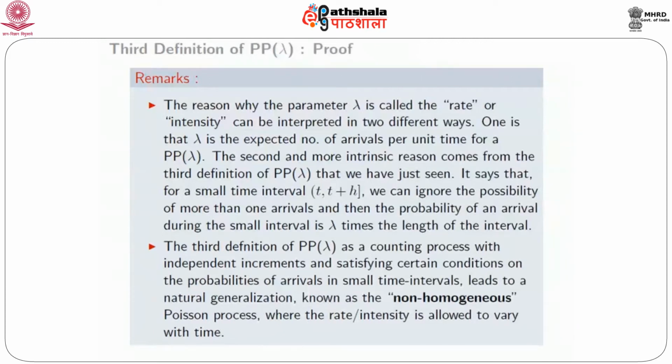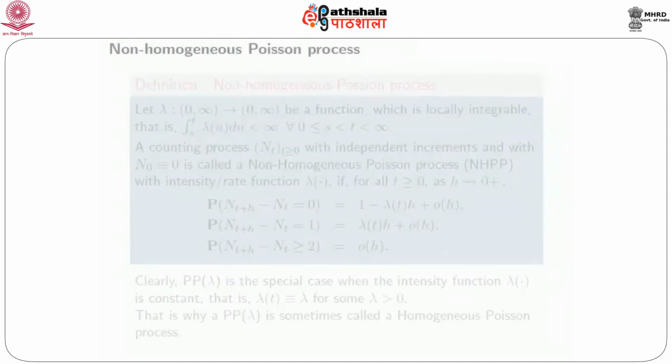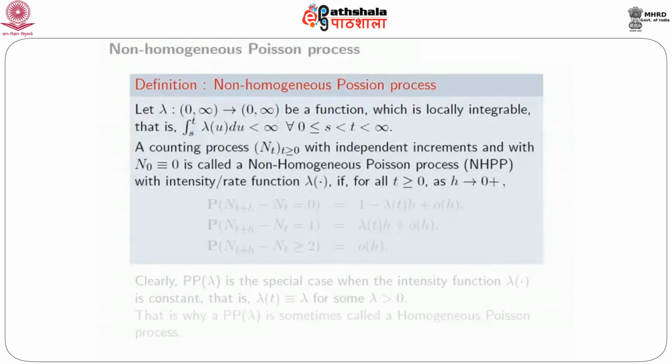The third definition of PP(lambda) as a counting process with independent increments and satisfying certain conditions on the probabilities of arrival in small time intervals leads to a natural generalization known as the non-homogeneous Poisson process, where the rate or intensity is allowed to vary with time. So let's see what we mean. Here's a definition of what is called a non-homogeneous Poisson process. For this, we don't want a single constant positive lambda, but a function lambda on the positive real line into the positive reals, which is locally integrable.